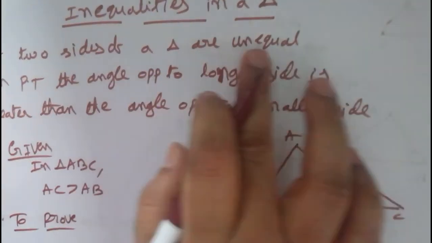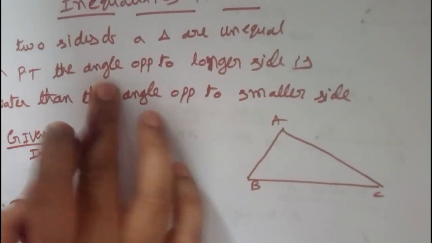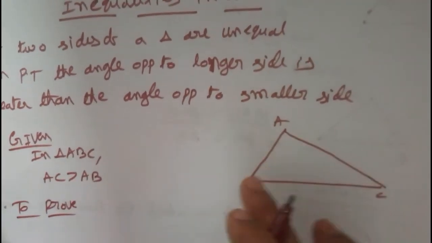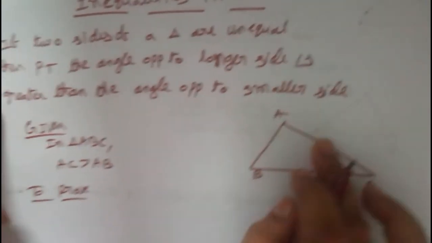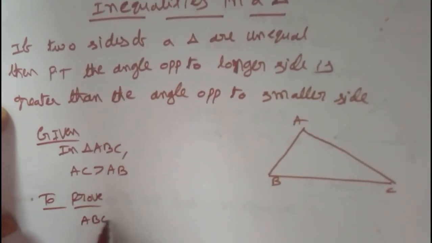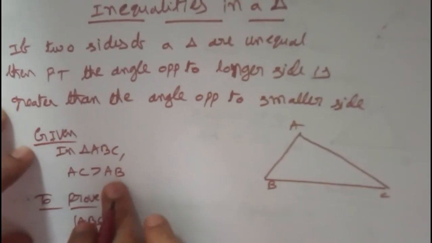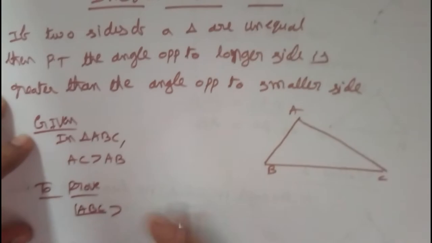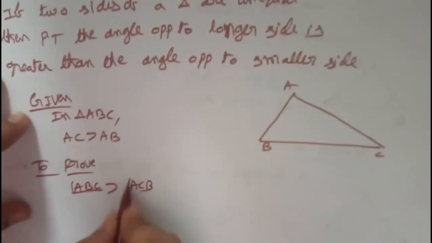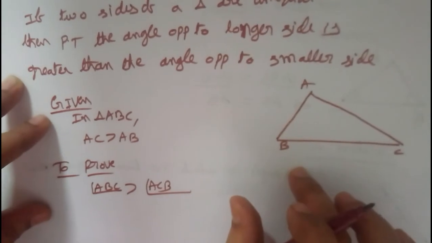What is to prove? Two sides of triangle are unequal. Prove that the angle opposite to longer side. Here what is the longer side? AC is greater than AB. So the angle opposite to AC is ABC. The angle opposite to AB is angle ACB. So what is to prove? Angle ABC is greater than angle ACB.